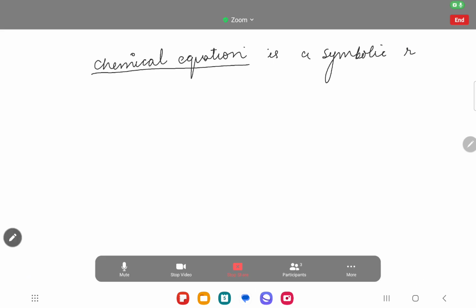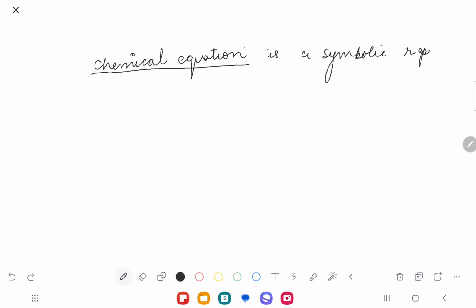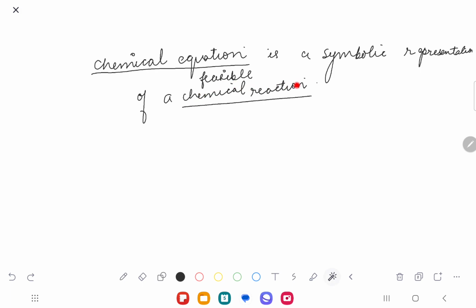You understand? A chemical equation is a symbolic representation of a chemical reaction, to be more precise, of a feasible chemical reaction. What is a feasible chemical reaction? A feasible chemical reaction is one which is possible.